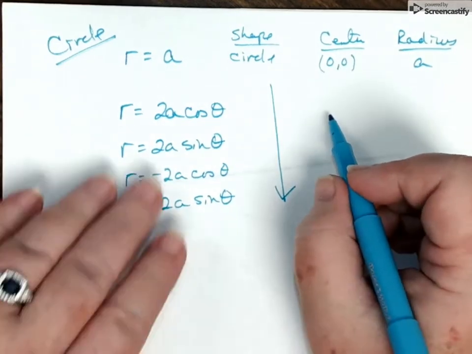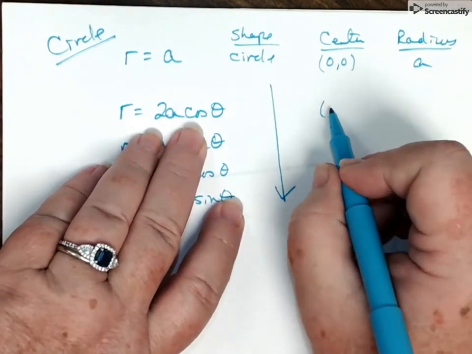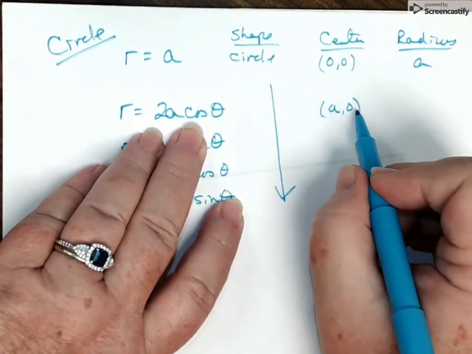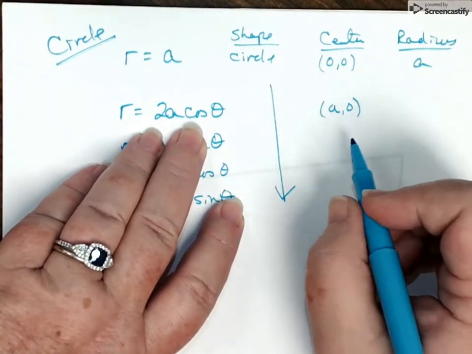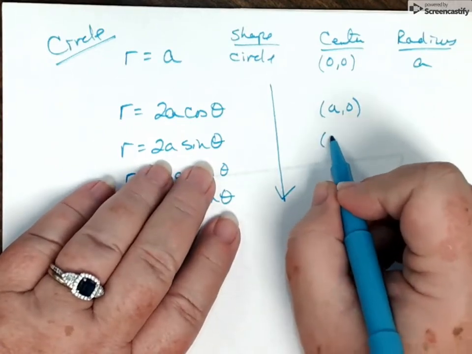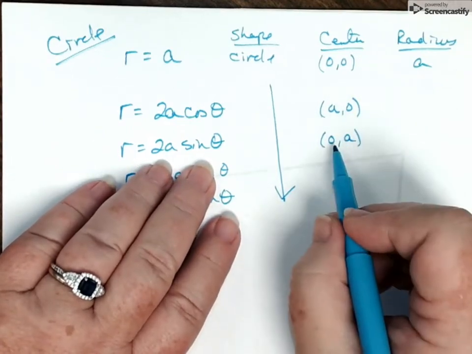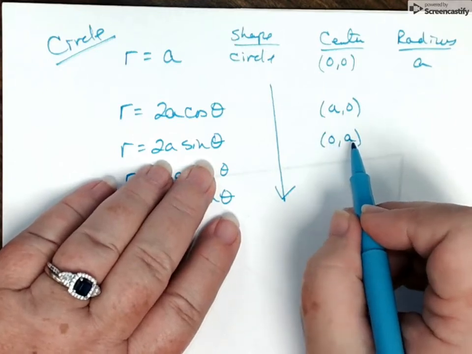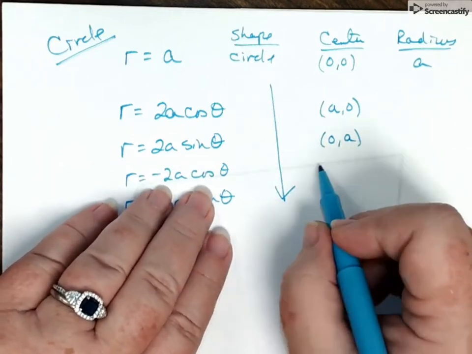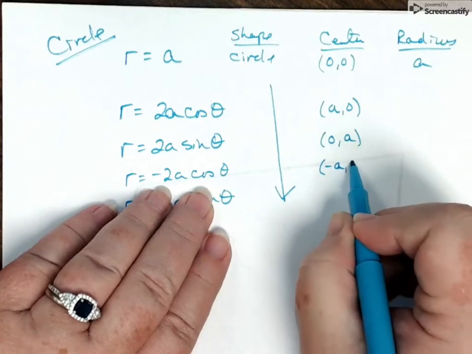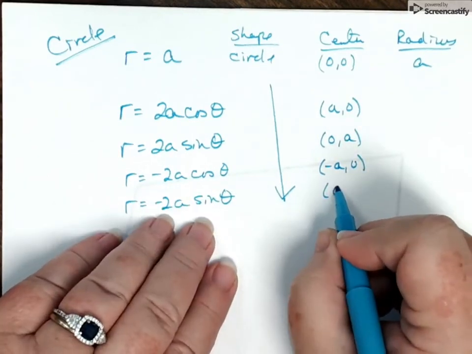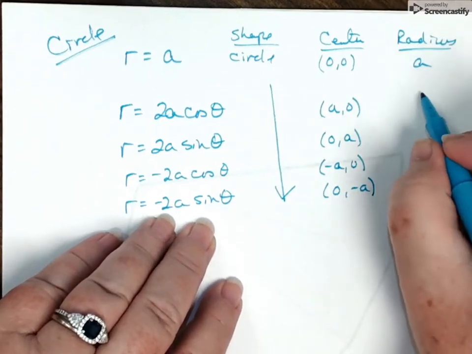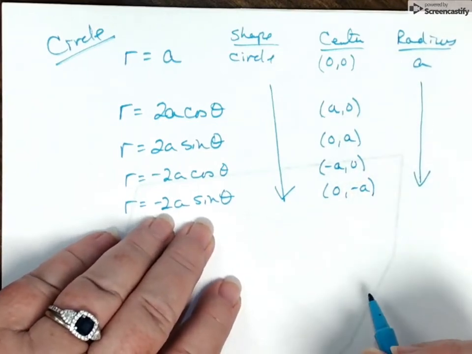The center, however, of this problem is going to be found at (a, 0). That's to the right a, up on the polar axis. This one is going to be at (0, a). Now that means don't go sideways, so you stay on the pi over 2 axis and go up to a. This one would be found at (negative a, 0), and this one would be found at (0, negative a). But each one of these would have a radius of a.